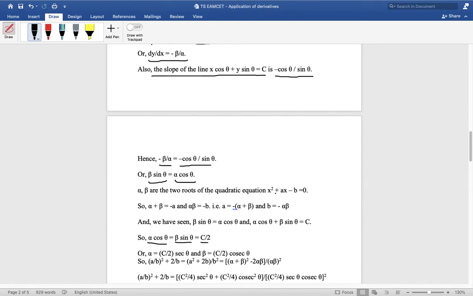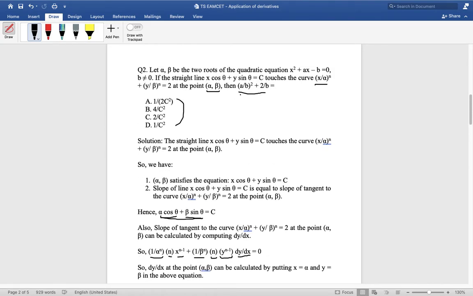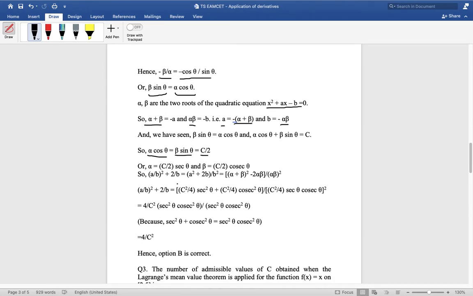Now alpha and beta are the two roots of this equation. So we know that the sum of the roots is equal to minus a and the product of the roots is equal to minus b. So a is equal to minus (alpha plus beta) and b is equal to minus alpha beta. We are asked to compute the value of this expression, which is (a by b) whole square plus 2 by b. (A by b) whole square plus 2 by b is equal to (a square plus 2b) by b square, because the LCM will be b square. Now a is minus of (alpha plus beta). When you take the square, the minus sign disappears.